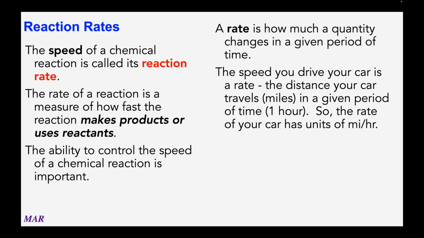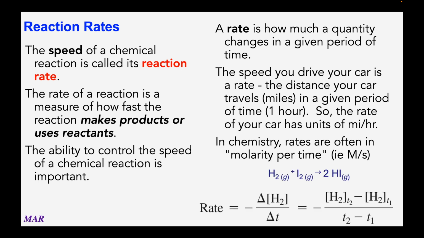So units of your car will be miles per hour, kilometers per hour if you're in a metric country, stuff like that. In chemistry, though, we don't have miles to travel, or kilometers for that matter, but what we do have is moles per liter used per second. It's quantity used per unit time. And so usually the time is in seconds, and usually the speed is listed in moles per liter per second.